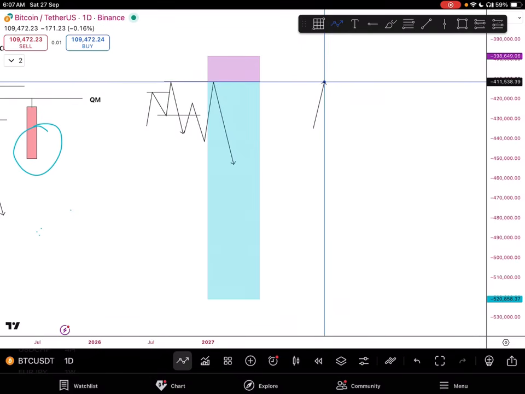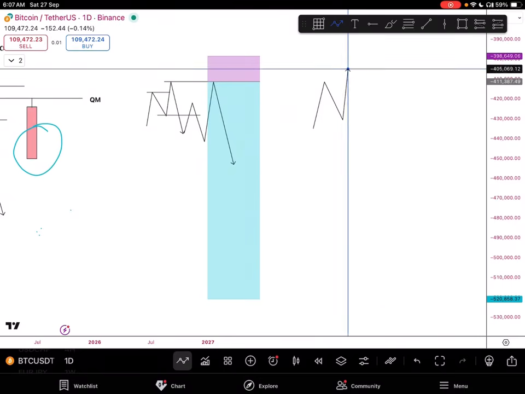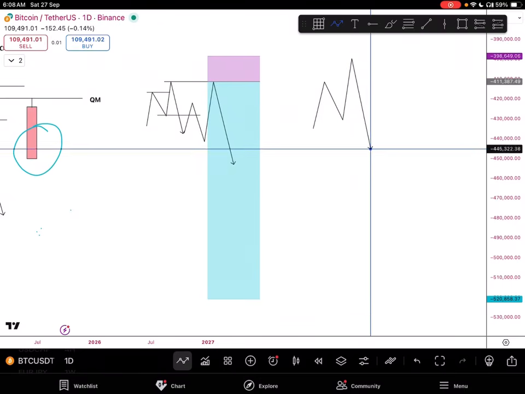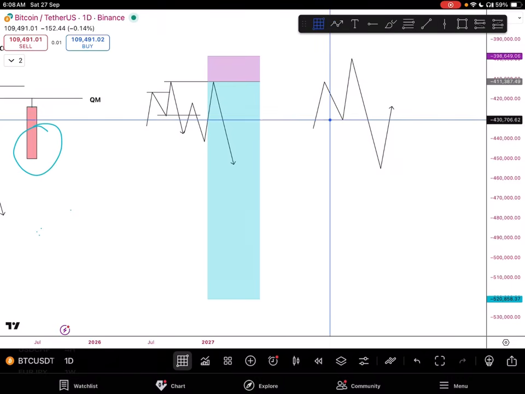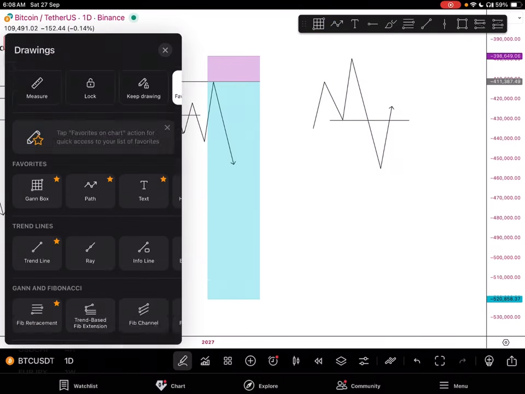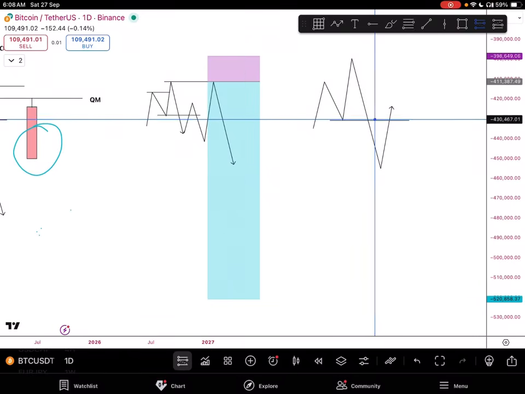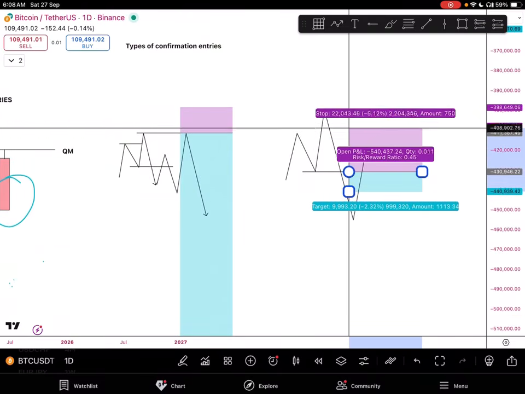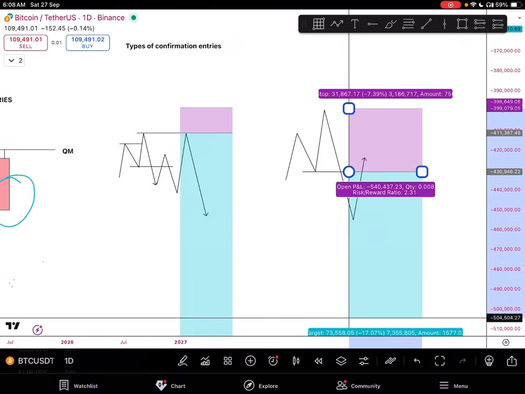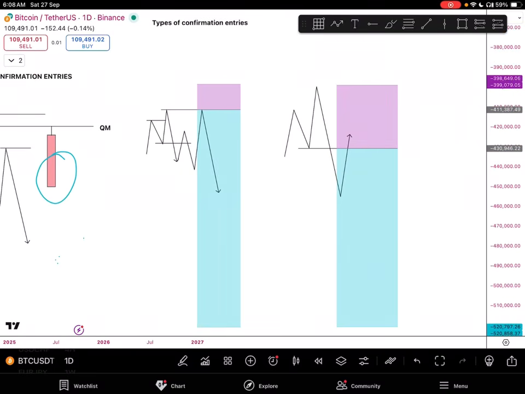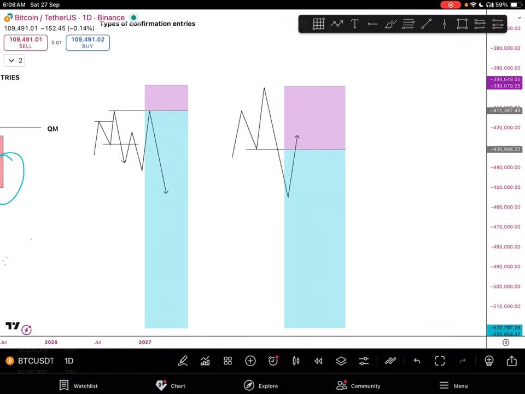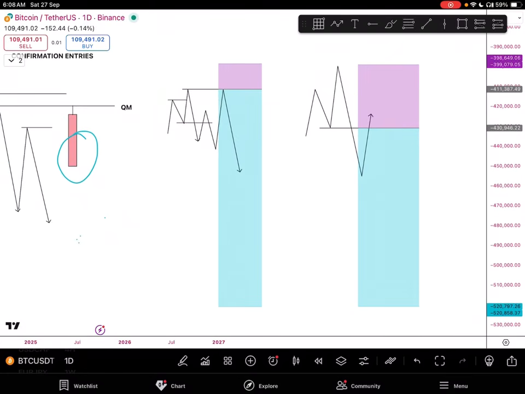Okay, but many people don't wait for the inducement because the H4 candle is already closed below the key level. So that is the confirmation. So they will wait for this sweep. They will wait for the breakout structure. When the price comes to retracement, you can take your entries like this. You can put your stop loss at the high and you can put your target lower. So these are the types of confirmation entries after the candle close.